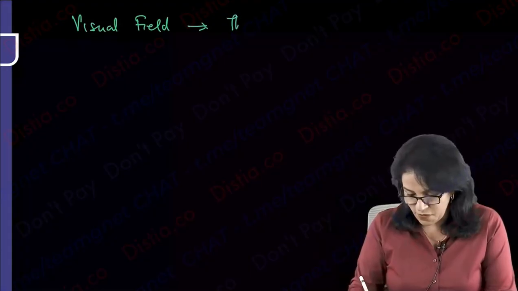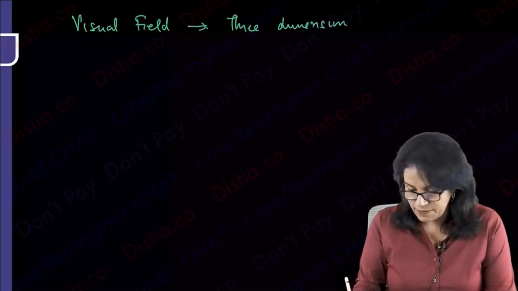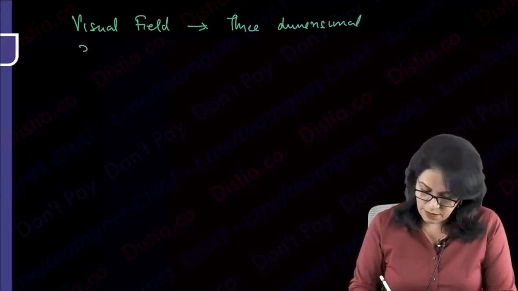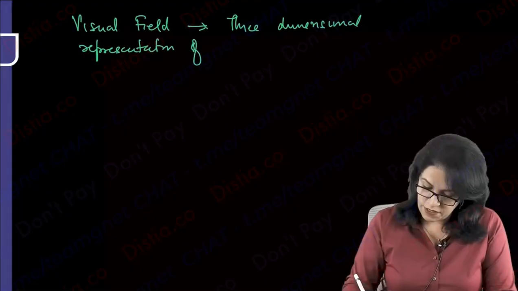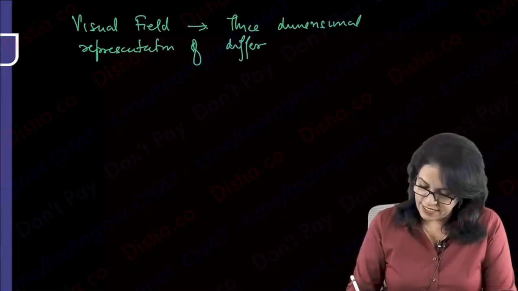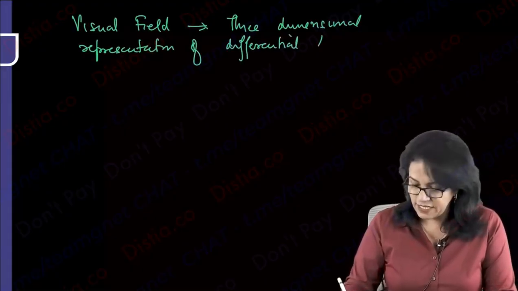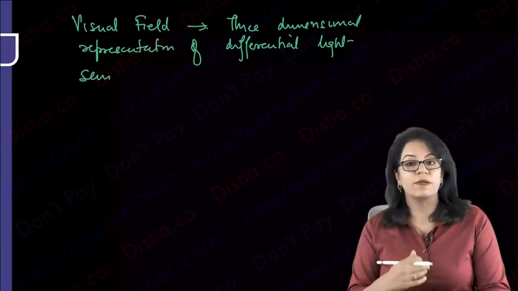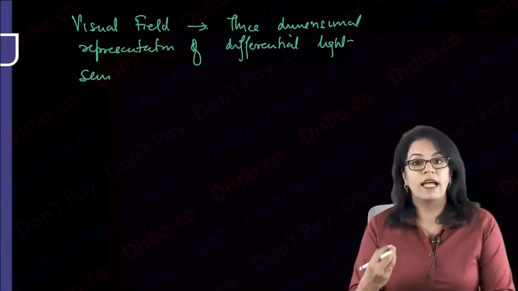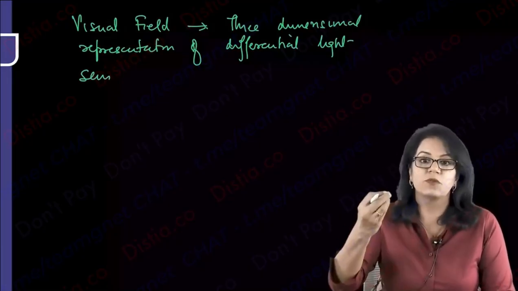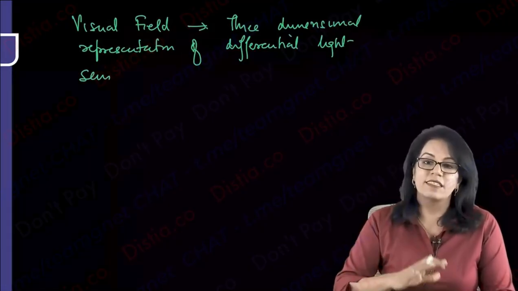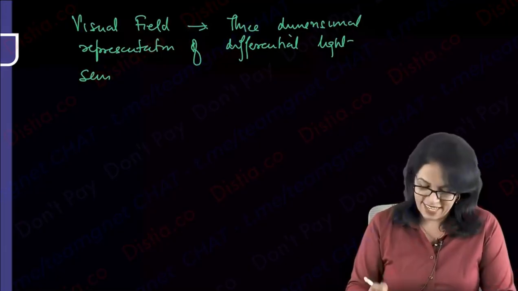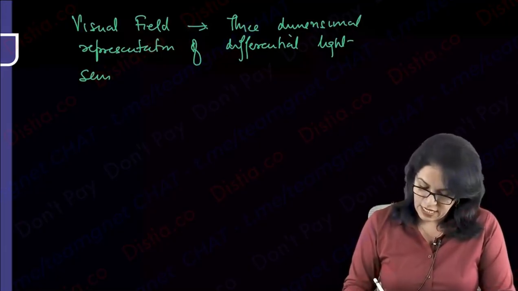If I want to write it for you, we will say it is three-dimensional. I'm writing, please write along. It is a three-dimensional representation of differential light sensitivity, right? Differential light sensitivity means against a particular background, against a particular luminance, how much I should increase the luminance of the target so that it is visible to the patient. It's a differential light sensitivity, okay? So this is what it means.